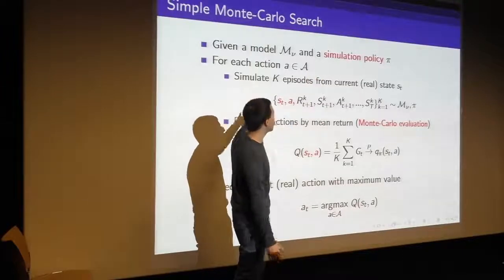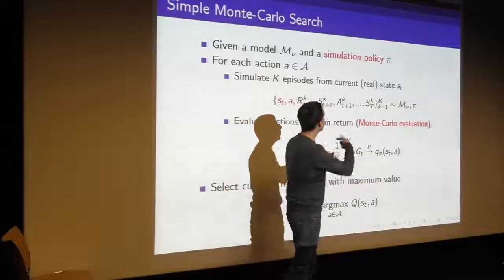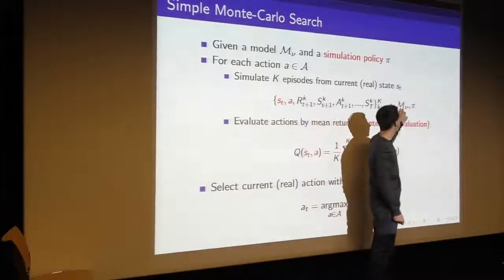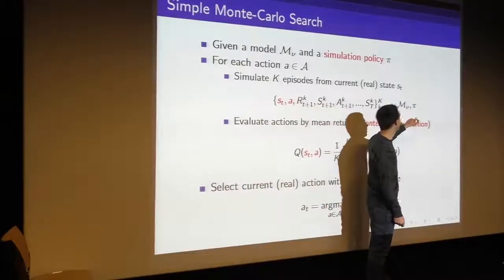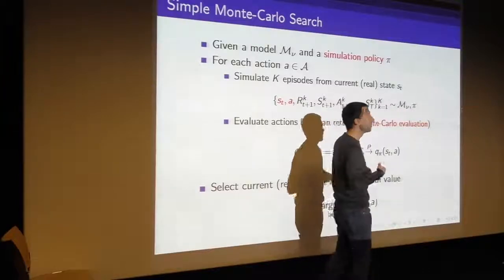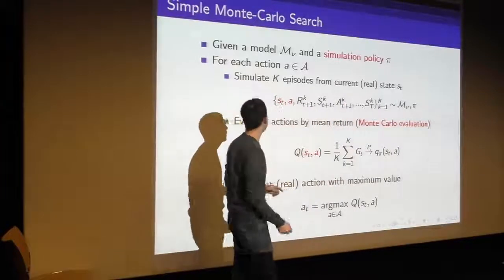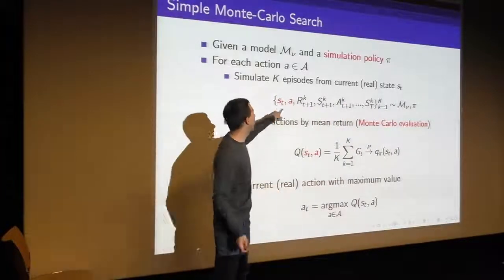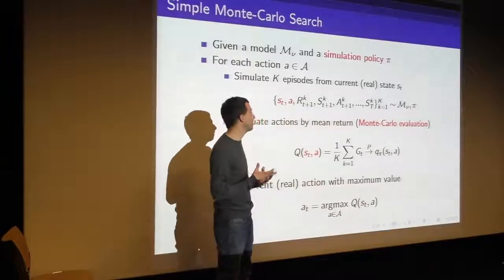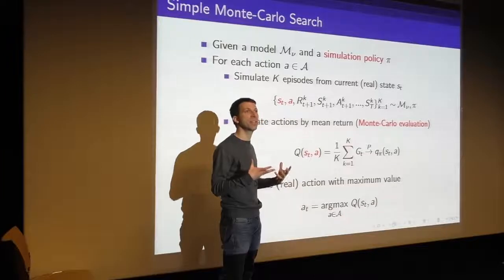And for each one, I'm going to generate big K episodes by sampling from our model and from the simulation policy. So we're going to pick actions according to our own simulation policy. We're going to see how the world transitions by using our model. And then we're just going to evaluate each of these actions in the simplest possible way by Monte Carlo evaluation, which just means we take the mean of the returns.